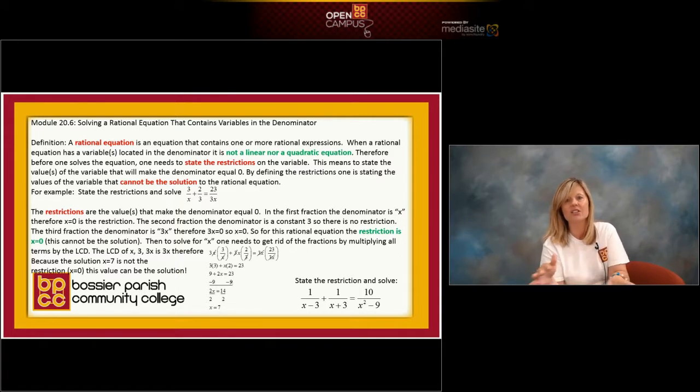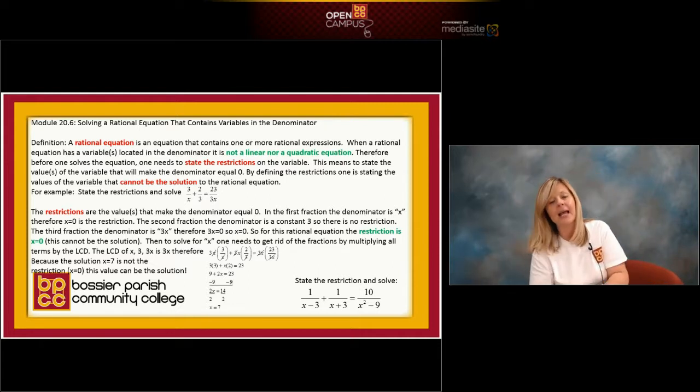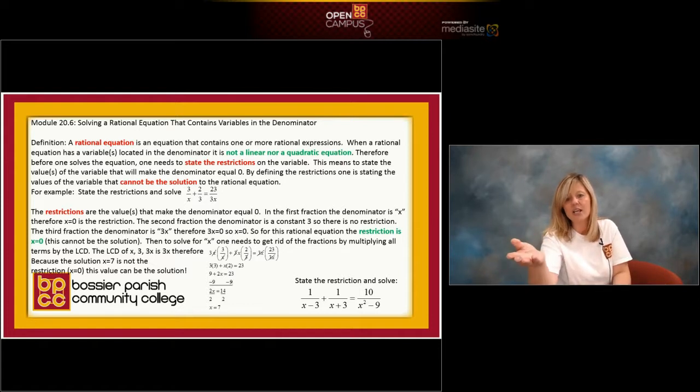That's coming out and telling us at the very beginning that cannot be the answer when we're done solving. Okay, that's what you're coming out and saying. X cannot be the number 0. Because if I did replace x with 0, I'd have no fractions. Because 3 over 0 does not exist, and 23 over 0 does not exist. Okay, so that's the first thing.